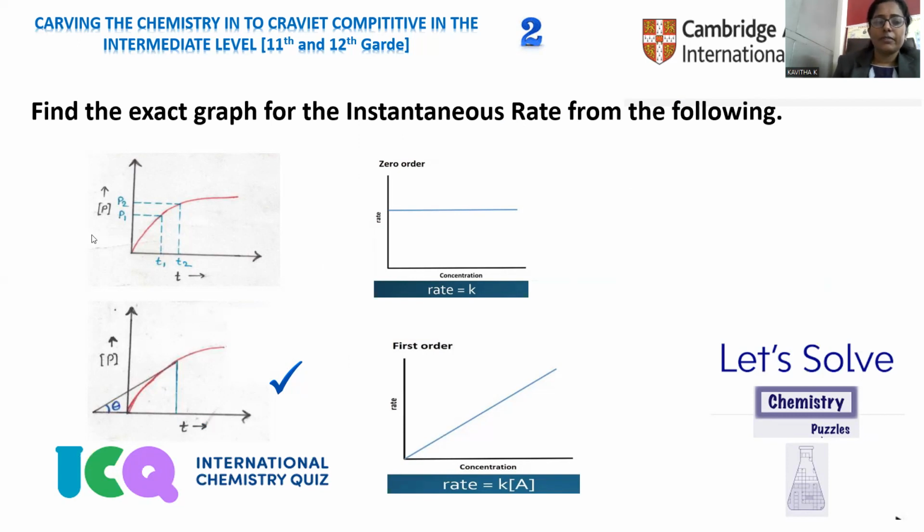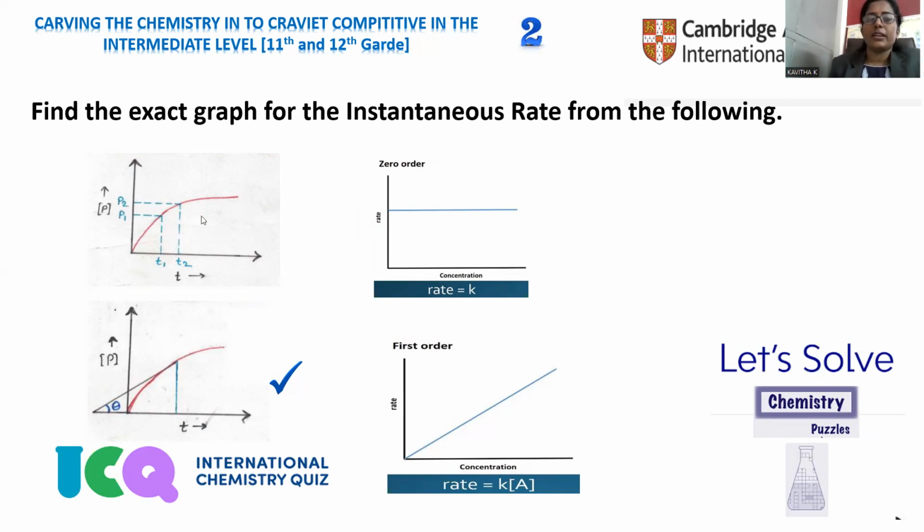In option number 1, P1, P2 are provided on the y coordinate, T1, T2 are provided on the x coordinate. There is a curvature. If you are considering pressure 1, pressure 2, time 1, time 2, for this kind of curvature you have to go for the average rate rather than the instantaneous rate, because we have different values, so whatever value comes is the average rate of the reaction.